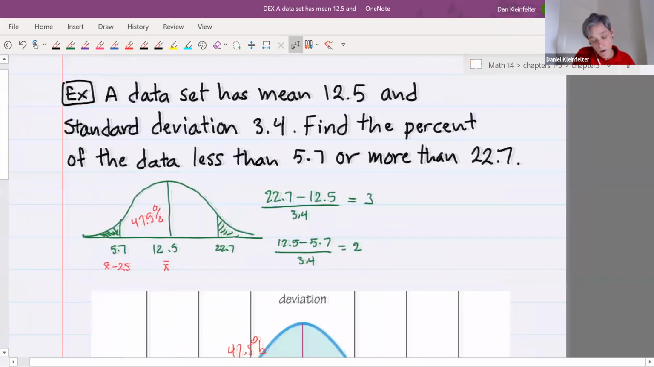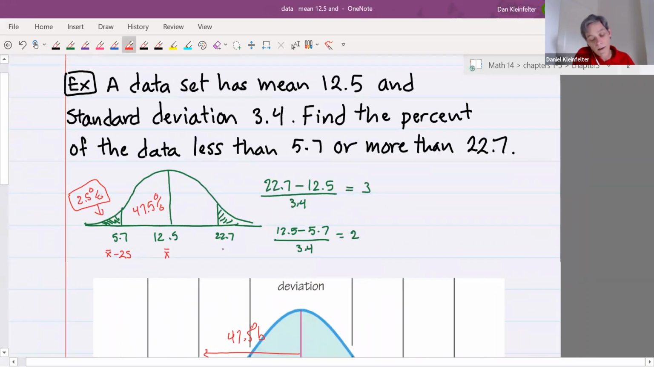Okay, all right. So then, if 100% of the data is somewhere in this picture, half of it is below the mean, and I know 47.5% is the part drawn here, then what's left is the remaining 2.5%. So in the left tail, we'll have 2.5% of the data.